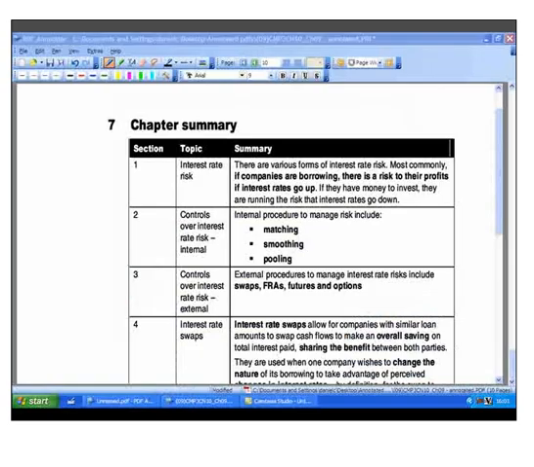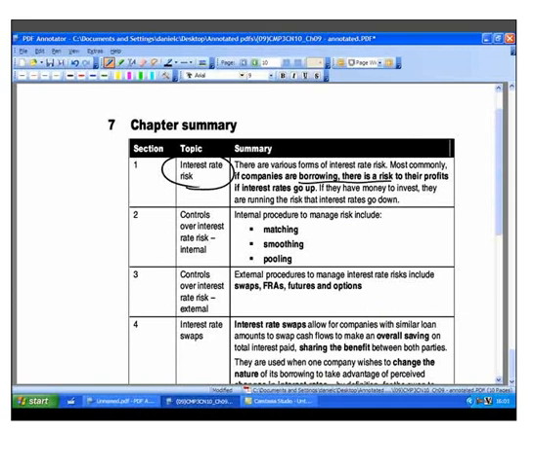Okay, let's recap the main points in this chapter. We started off by defining interest rate risk. And the type of interest rate risk you are going to see most commonly in the exam is a company that is borrowing and therefore has a risk to profits if interest rates go up. Do bear in mind, however, that this is reversed for investors. For investors, the risk is that interest rates go down and that hits their returns.